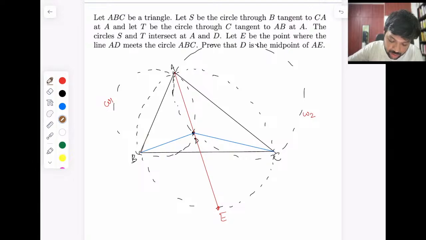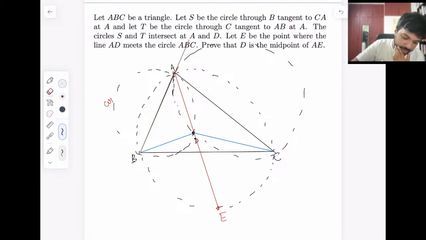So remember, this is tangent. This is tangent to omega 2. The brown line is tangent to omega 2. Maybe we should write it in that color so that people can understand. Brown line is tangent to omega 2.